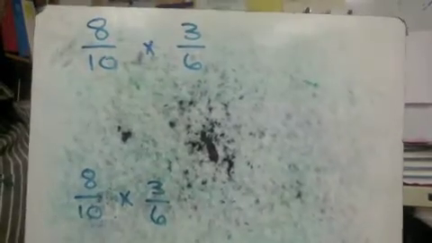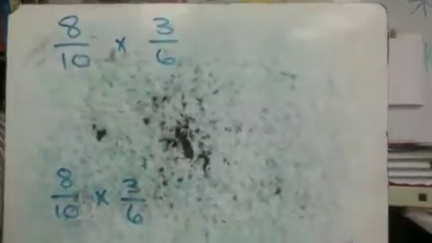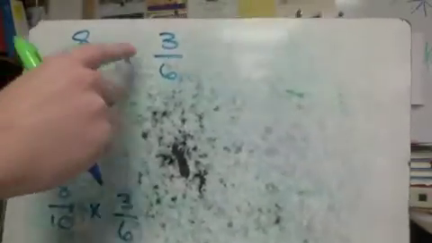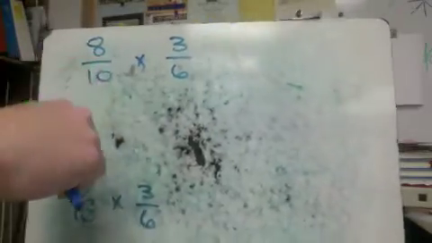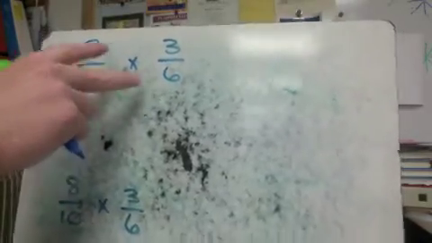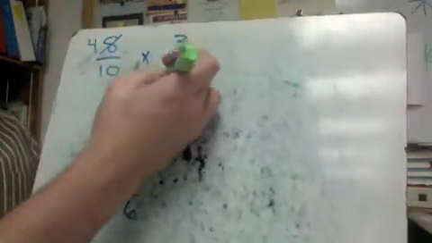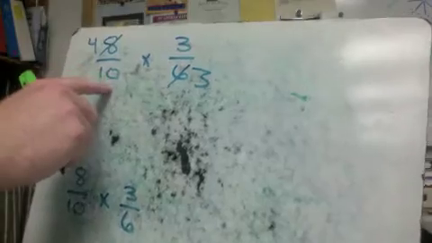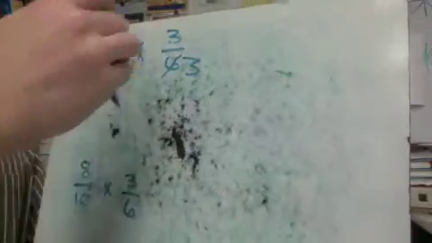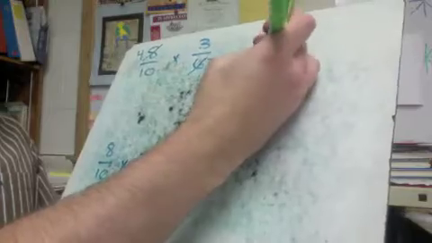Alright, I put this on here twice because I think we can use the cross division here if we need to. Okay, so I'm going to start the top one with the cross division. The 10 and the 3 I can't do anything with because there's nothing that goes into 10 and 3 whole. 8 and 6 we're good though because 2 goes into both of those. 8 divided by 2 is 4. 6 divided by 2 is 3. So I've got 4/10 times 3/3. 4 times 3 is 12. 10 times 3 is 30.